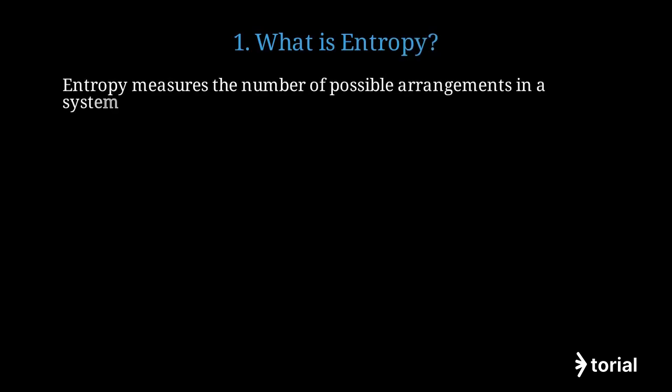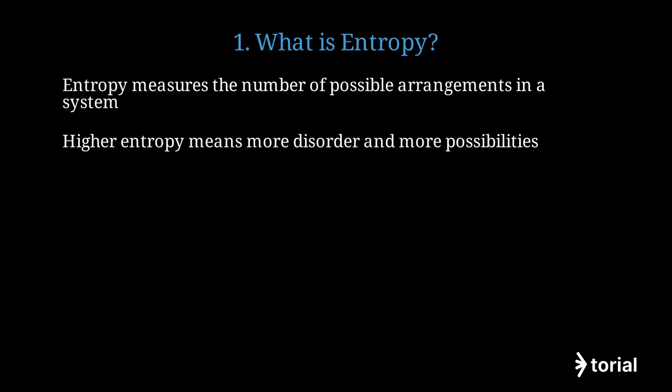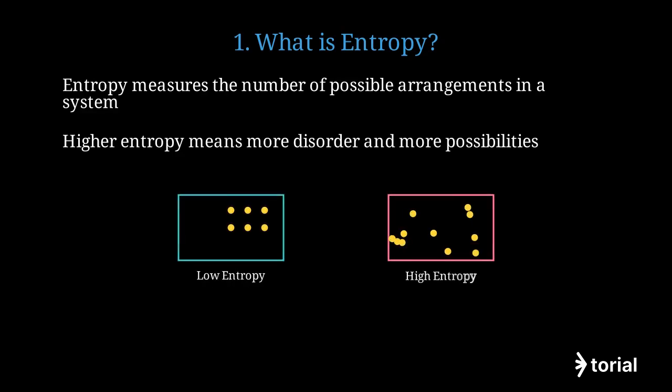Entropy fundamentally measures the number of possible microscopic arrangements that a system can have. When entropy is high, there are many possible arrangements, meaning more disorder and randomness. On the left, we see low entropy with particles arranged in order. On the right, high entropy shows particles randomly distributed.